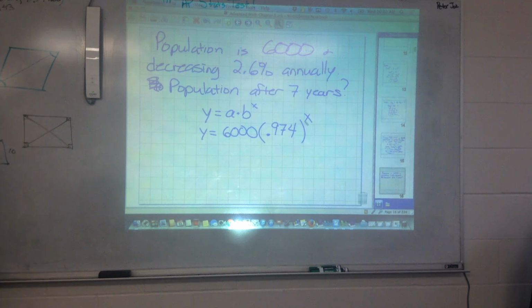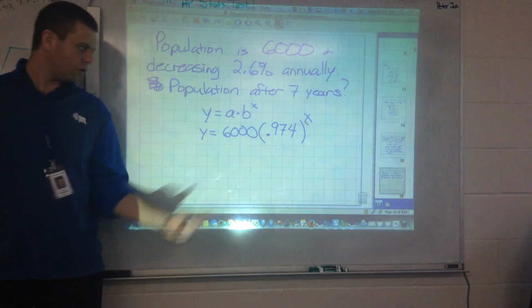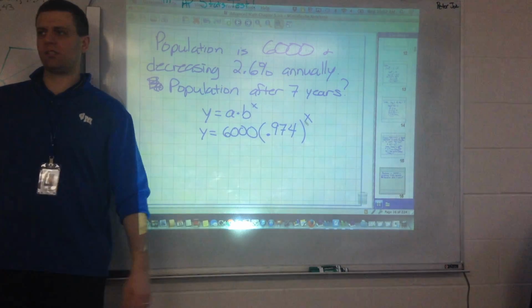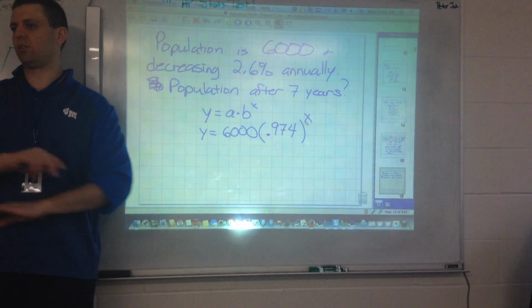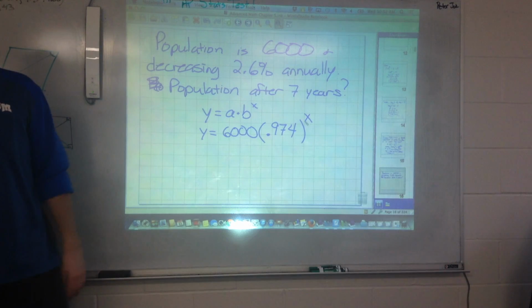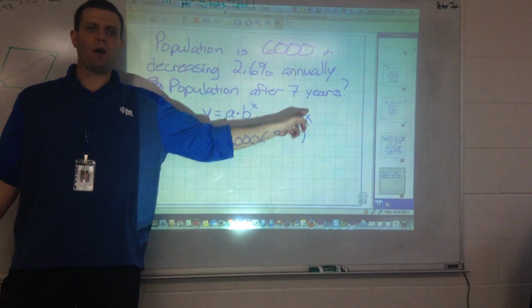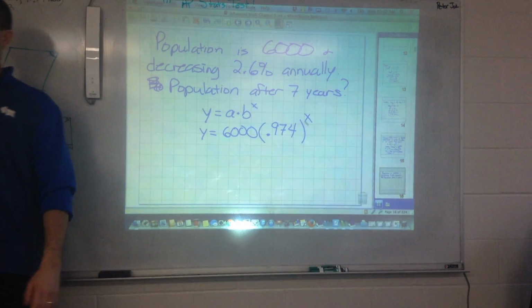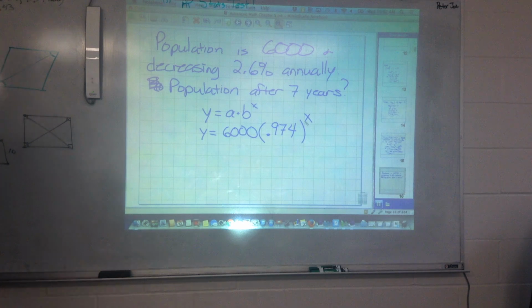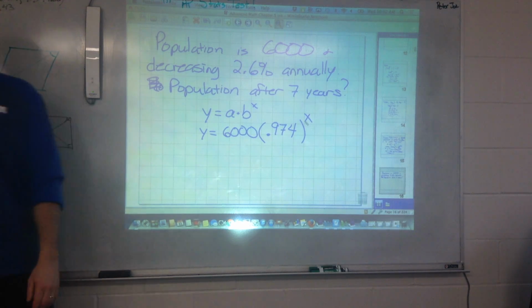Now, how do you figure out your population after 7 years? Just plug in 7 for x into your calculator and get your answer. Guys, watch your order of operations, too. Don't multiply this together and then raise it to the 7th power. That is wrong. You do PEMDAS. Raise this to the 7th power first, then take it times 6,000, or just put your parentheses in the right spot and do it all in one step.